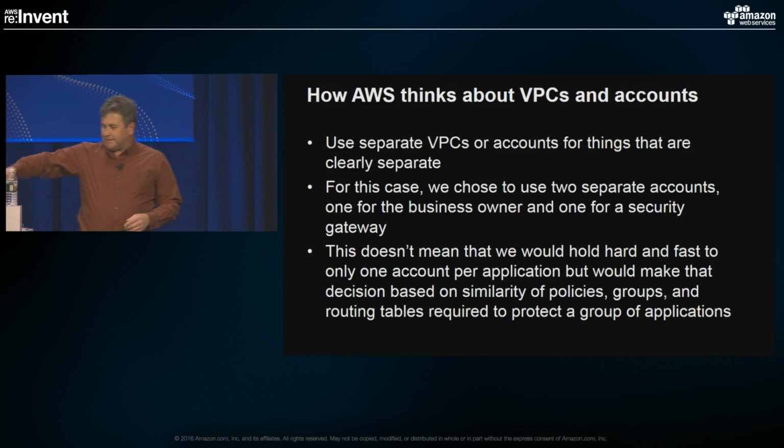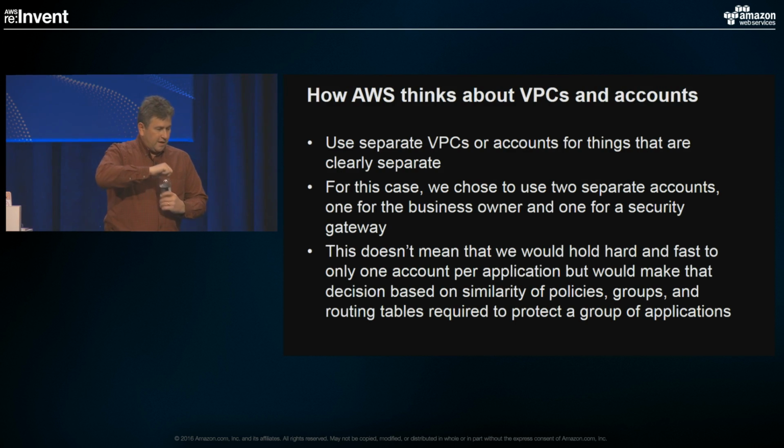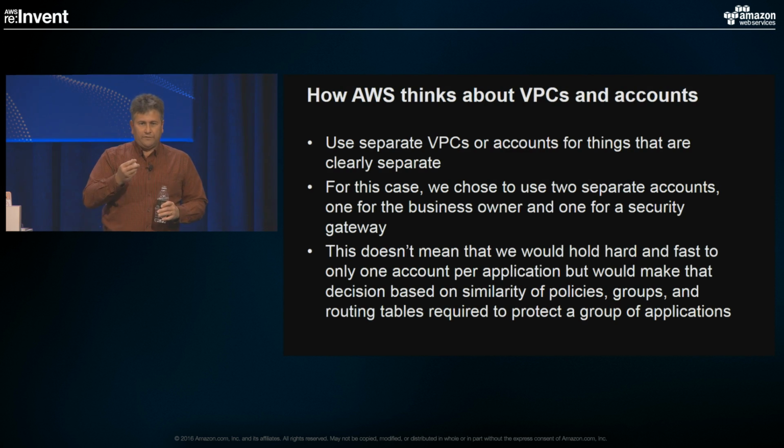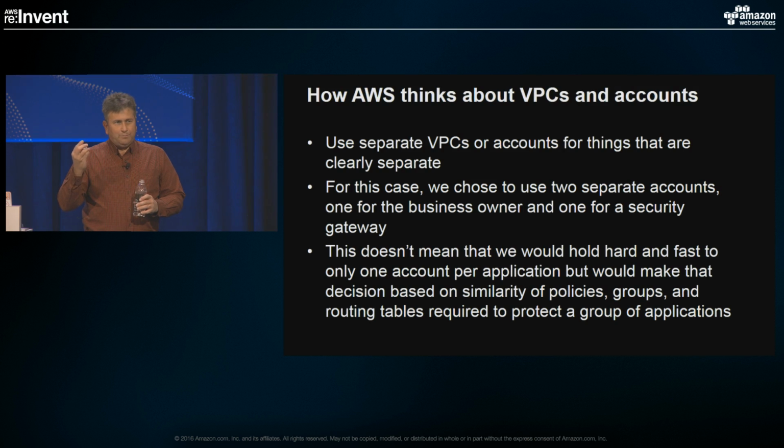So how AWS thinks about VPCs and accounts. This is where I'm going to say something that conflicts slightly with what I started with. Use separate VPCs or accounts for things that are clearly separate. Again, I said it wasn't a hard and fast rule. It's still not a hard and fast rule, but I would say bias towards accounts. But it's still okay to use VPCs to do isolation if you need to. But don't go nuts with it.